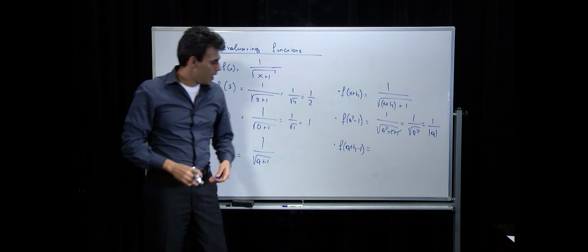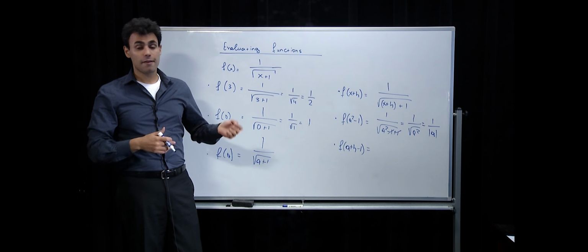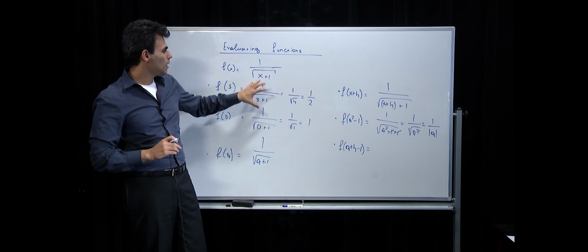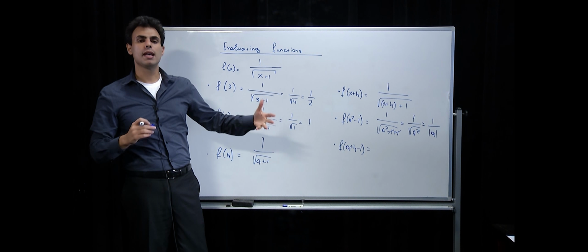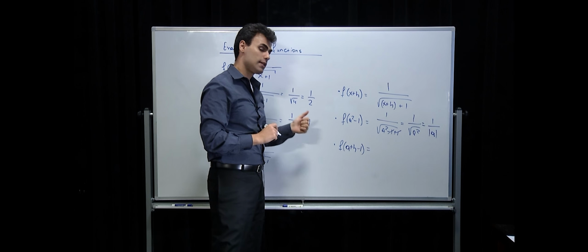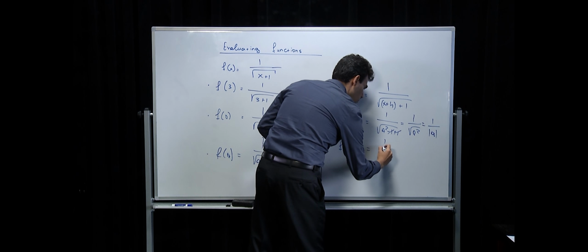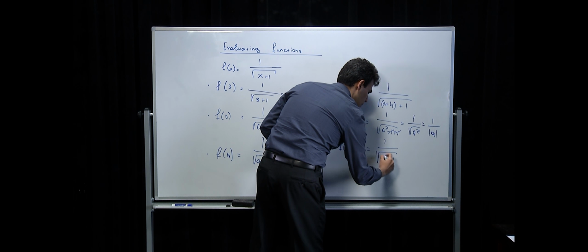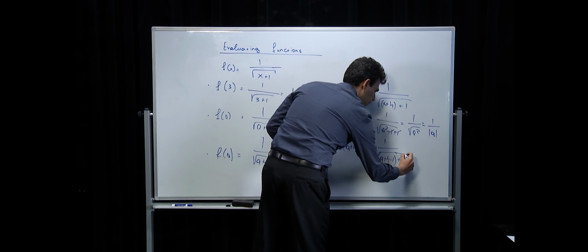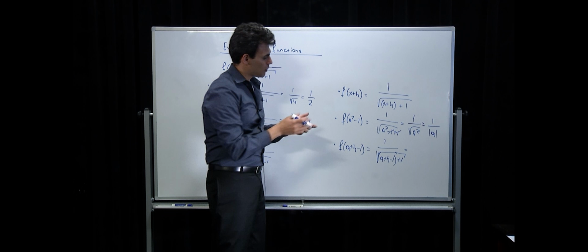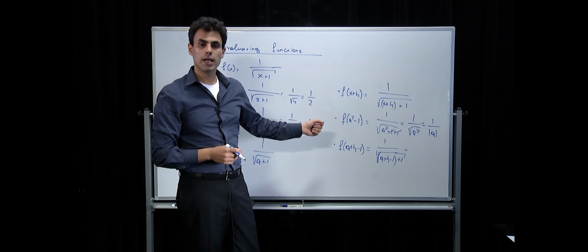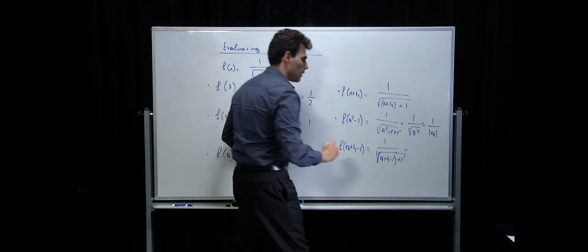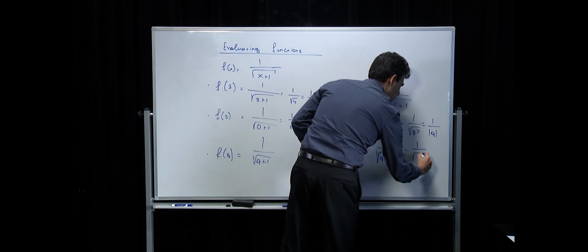The last one is f of a plus h minus 1. Same deal. You remove x and you put a plus h minus 1 in its place. So it's going to be 1 over square root a plus h minus 1 plus 1. And again, as I drop the parentheses over there, I see the minus 1 and the plus 1 and they cancel out. And what you get is 1 over square root of a plus h.